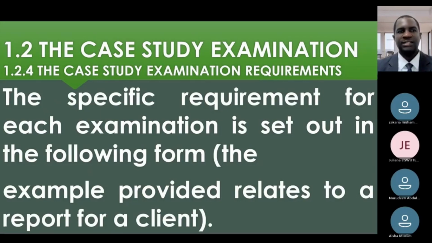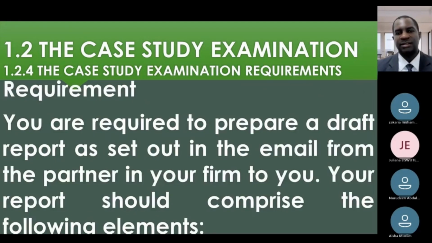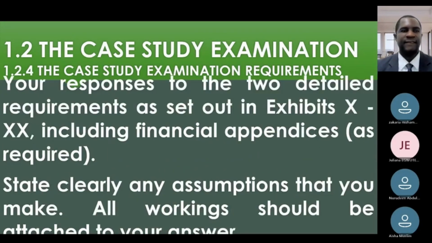Also, we'll be looking at the fourth section in this second unit. The specific requirement for each exam is set out in the following example. So for those that are attempting the exams for the first time, there are specific ways the requirement is tested. So we'll look at an example that relates to the report of a client. So you just hear required. You are required to prepare a draft report as set out in the email from your partner in your firm to you. Your report should comprise the following elements.